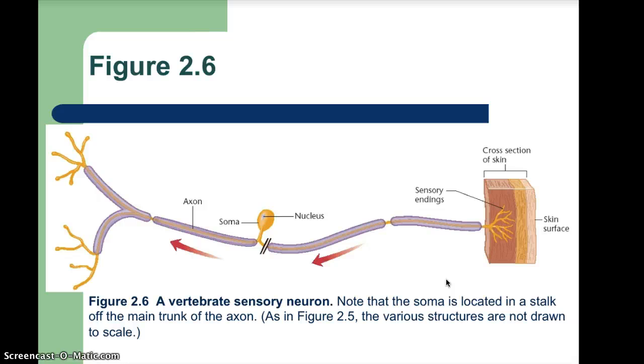And here's a depiction of a sensory neuron. In this case, it's on the skin, and so information from the skin is going to travel into the nucleus, and again there's a cut away, and then that continues on.